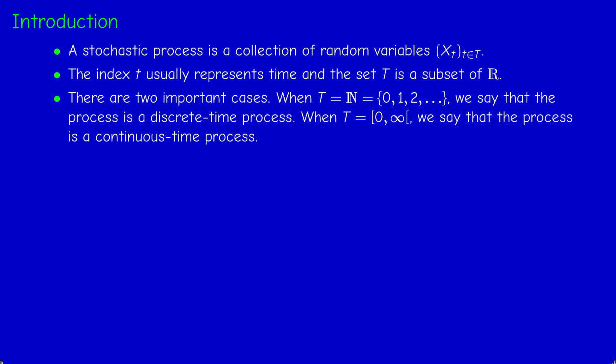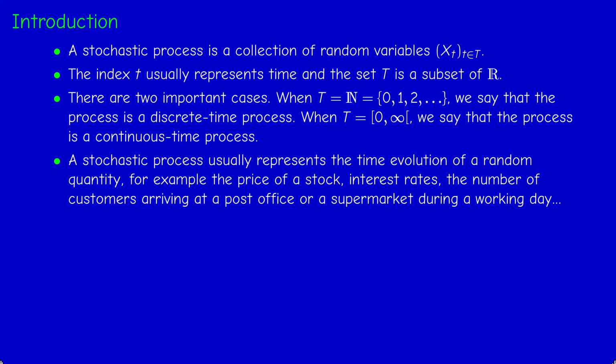The other case is when T equals [0, infinity), and so we say that the process is continuous time. Now we have four things actually. We have discrete time and continuous time, and the random variables can be continuous or discrete, or a mixture of them. An example of a stochastic process could be the price of a stock varying in time, or interest rates, or the number of customers arriving at the post office. Stochastic processes are models of such situations.